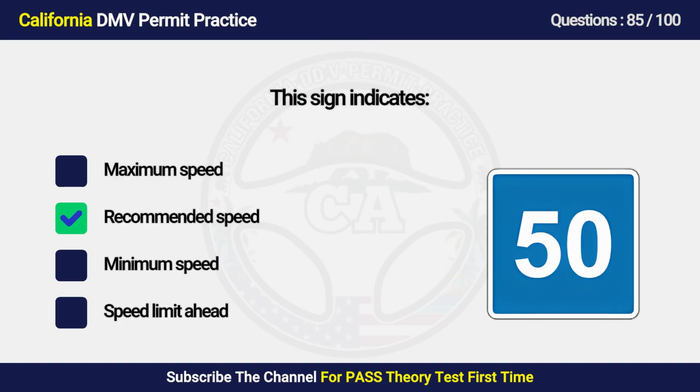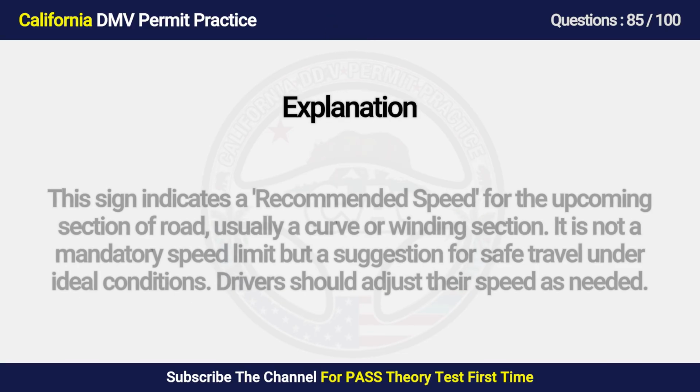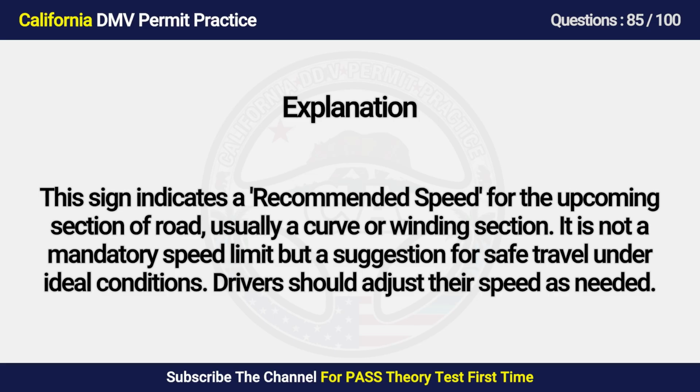Answer is B. Recommended speed. This sign indicates a recommended speed for the upcoming section of road, usually a curve or winding section. It is not a mandatory speed limit, but a suggestion for safe travel under ideal conditions. Drivers should adjust their speed as needed.